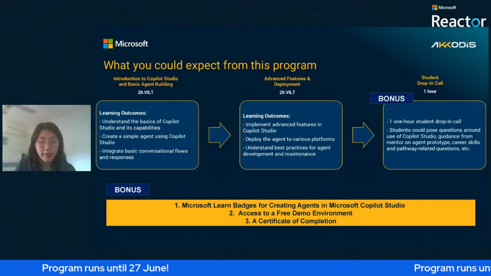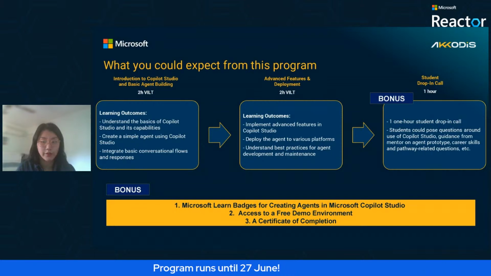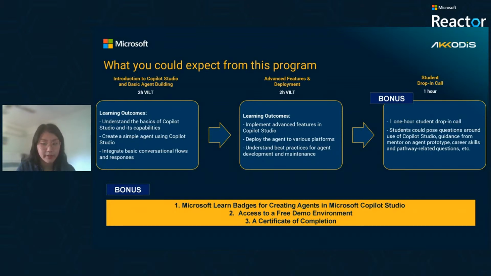Going into a little bit more detail, this is what you can expect from this program. There are 3 sessions in total, 2 of which are 2-hour virtual instructor-led training sessions and a bonus student drop-in call. Session 1 is the introduction to Copilot Studio and basic agent building. You will learn the basics of Copilot Studio and its capabilities, how to create a simple agent using Copilot Studio, and how to integrate basic conversational flows and responses.